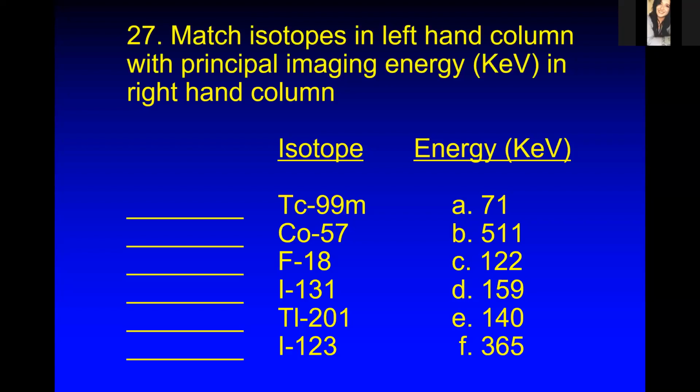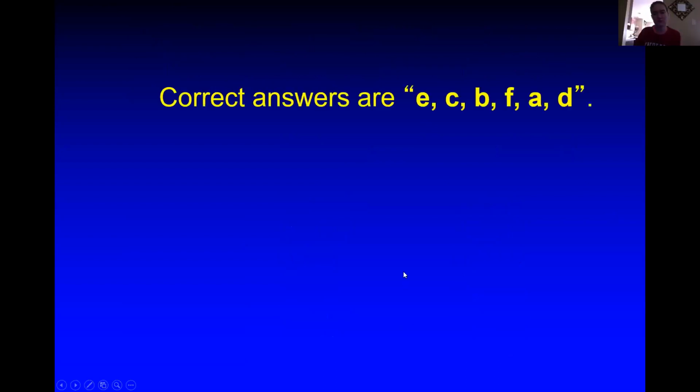Thallium. A. Now, thallium has, yes, the gamma rays are 71. It also has, erase that. The X-rays are 71. It has gamma rays of, I think, 135 and 167, but their percent abundance is very low. So mostly we're capturing these X-rays. I-123, D, 159. Very good.